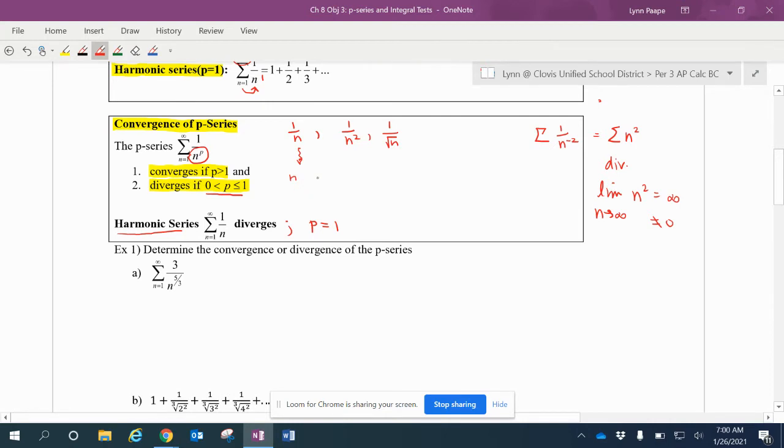graph of n equals our x, right? If you think of it that way, that graph is linear, right? Looks something like that.